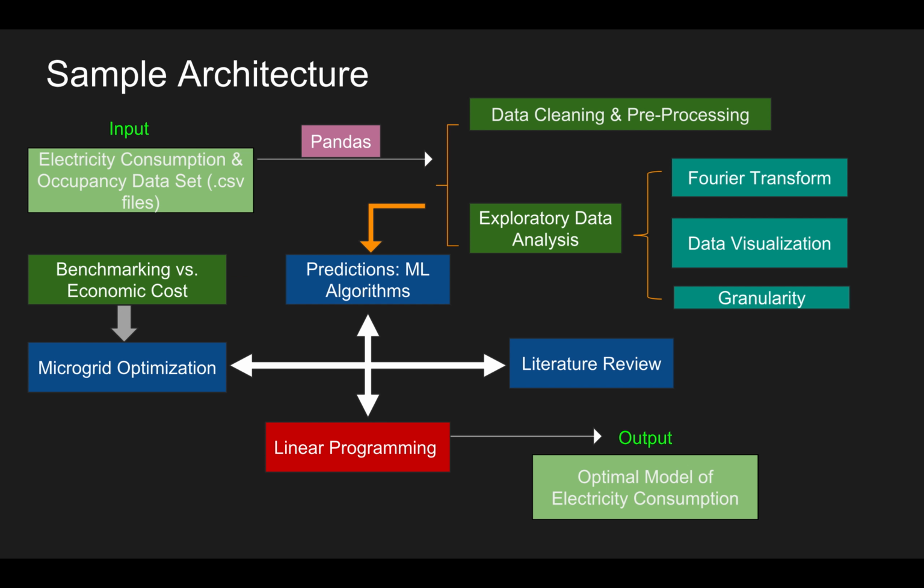The sample architecture is pretty straightforward. We use pandas to clean and pre-process the original dataset. Then we perform EDA to help us determine what to predict. We choose from different machine learning algorithms to train and validate the time series data. At the same time, we decide what can be improved about microgrid based on the benchmarking result.